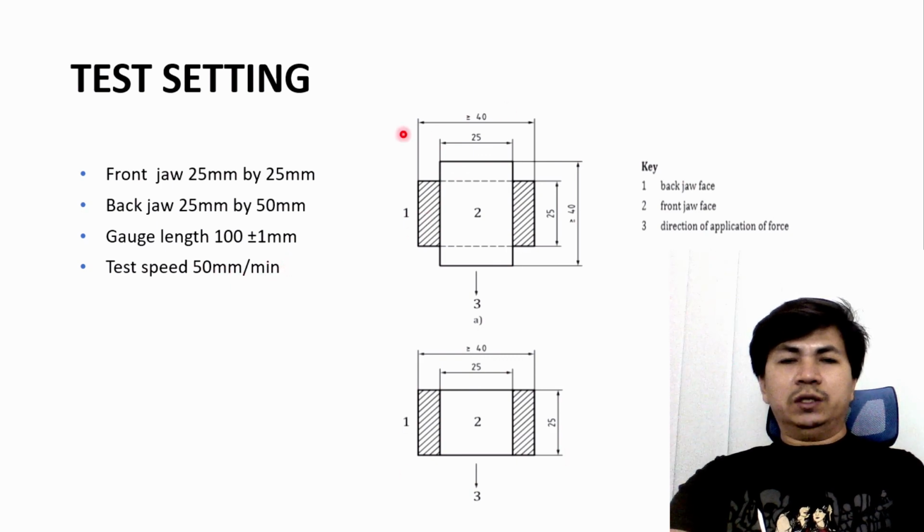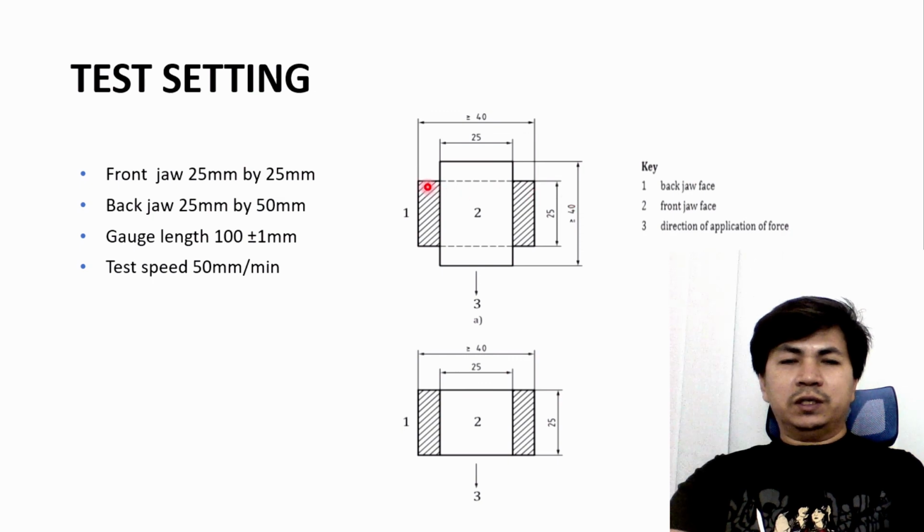This diagram is the jaw setting diagram. This one is the front jaw, that is 25 by 25, and the diagonal line one is the back jaw. This is 25, this is 40 millimeter. This is at least 40 millimeter, but in the market 40 millimeter is rare, so we use 50 millimeter. According to the standard, 40 millimeter is the minimum, but we are using 50 millimeter here.